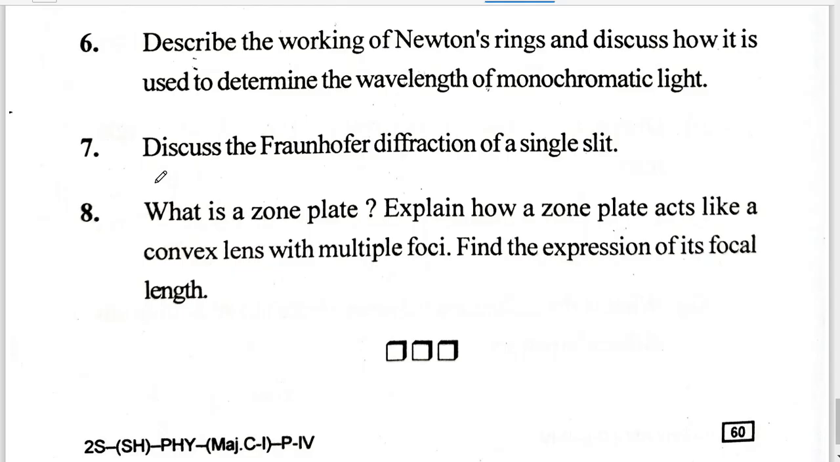So next is: what is a zone plate? Explain how a zone plate acts like a convex lens with multiple foci, that is multiple focus points. Find the expression of its focal length, because the focal length of a zone plate has multiple values, as it depends upon the order n. So explain how the zone plate behaves like a convex lens.